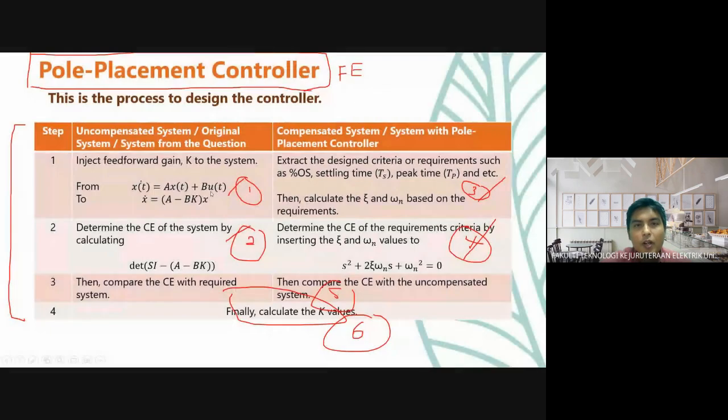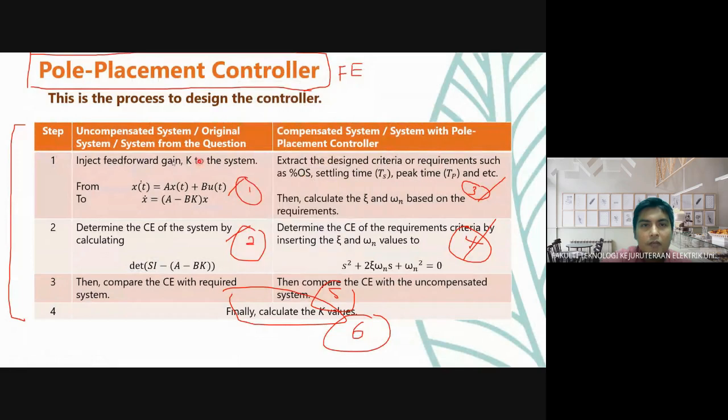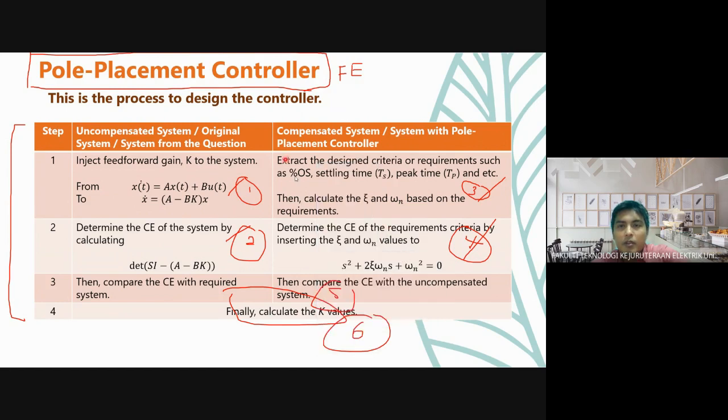So now we are already done here. We are already done for number one and number two. So now we need to calculate the zeta and omega n, the damping ratio and the damping frequency. So how do you need to calculate it? Based on the percentage overshoot information, or based on the settling time information, or based on the peak time information. Right. So what do we need to do?